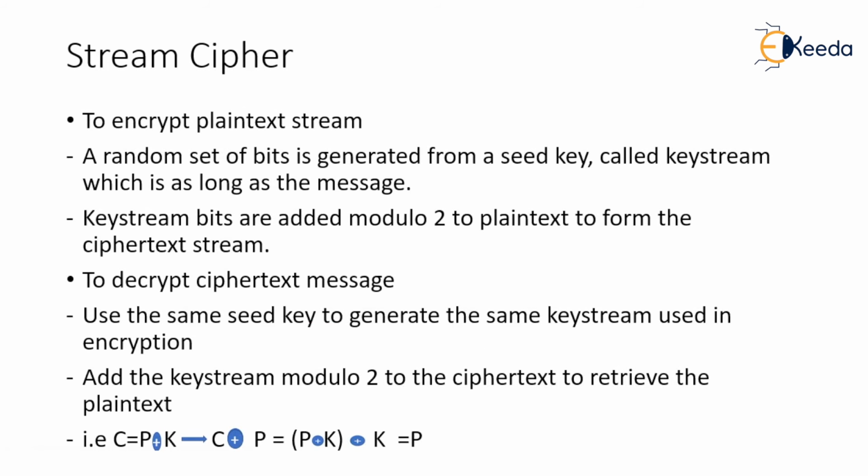This is the equation for converting the plain text into ciphertext and ciphertext to plain text. C equals P XOR K. P is the plain text, K is nothing but your seed key. We just have to XOR, that is nothing but modulo 2. Then we get P XOR K, which is then again XORed with the key, which is the conversion of the ciphertext into the plain text, and at the end we get the plain text.